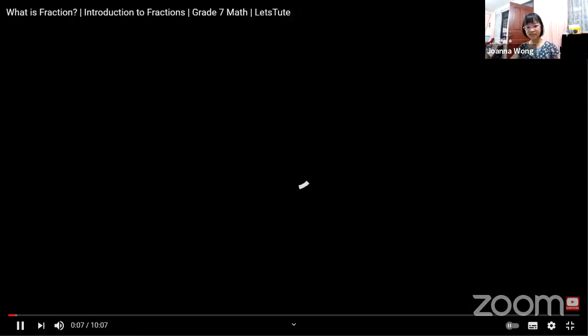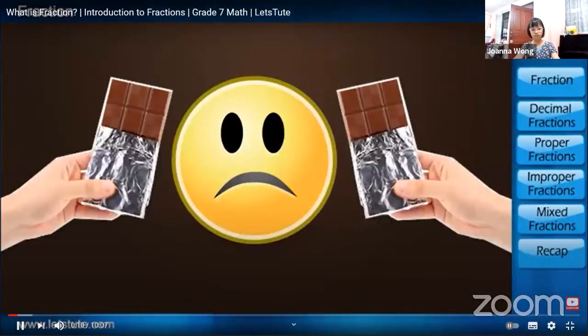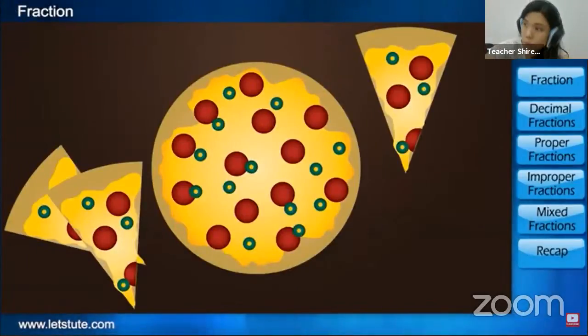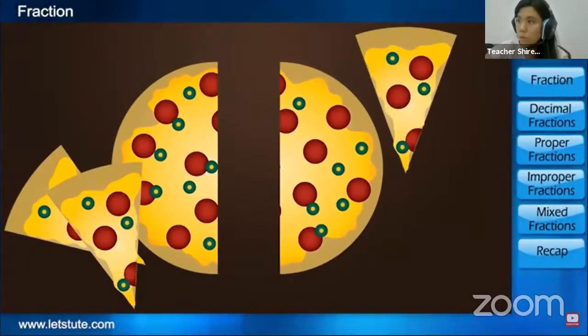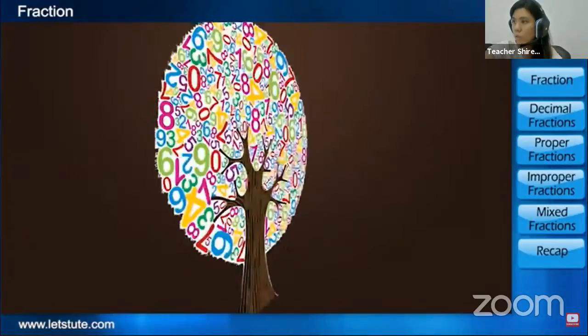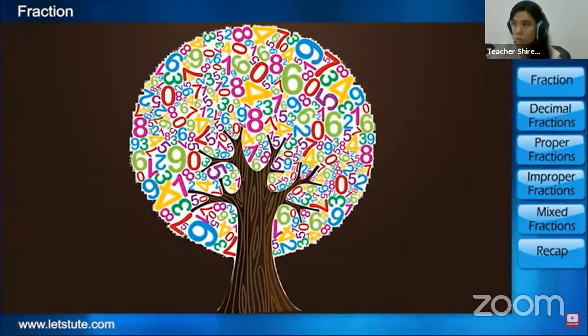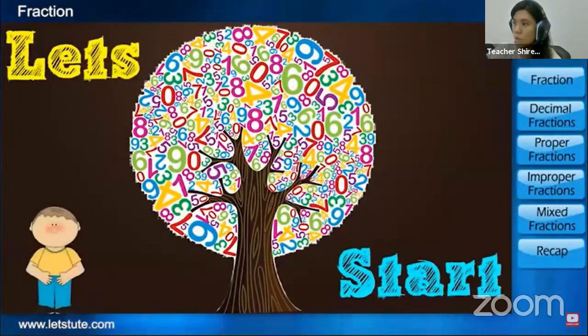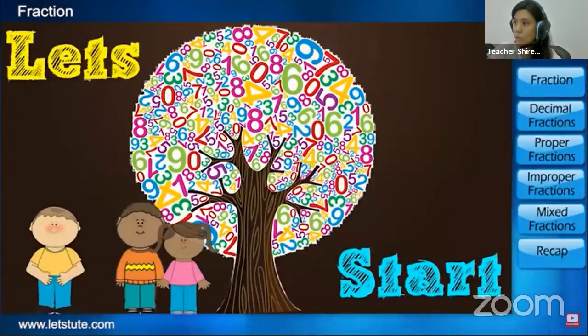No one likes to share them, isn't it? When you share something or divide something, there is a lot of mathematics behind it. So, without wasting any time, let's start this session with you and some of your friends.